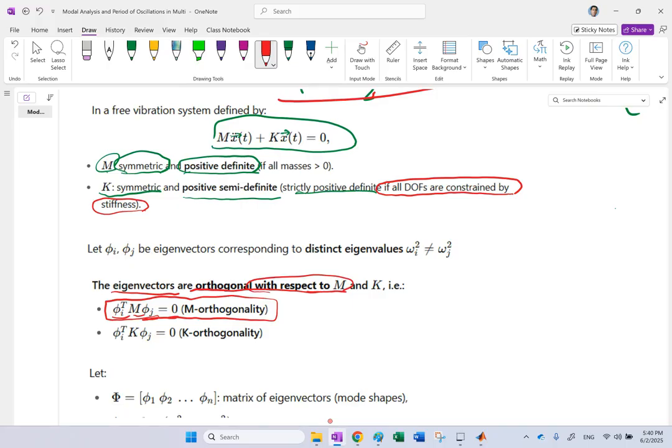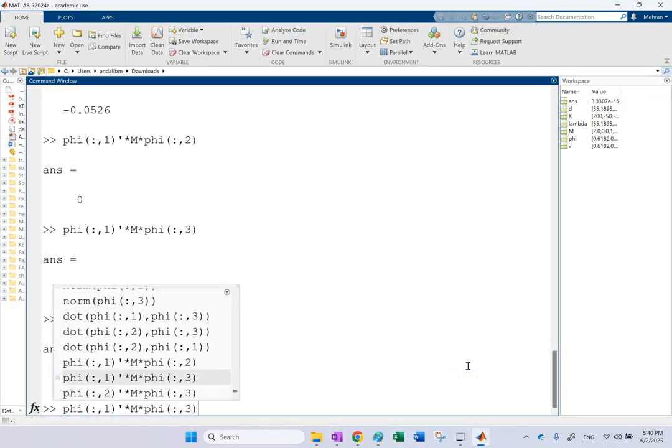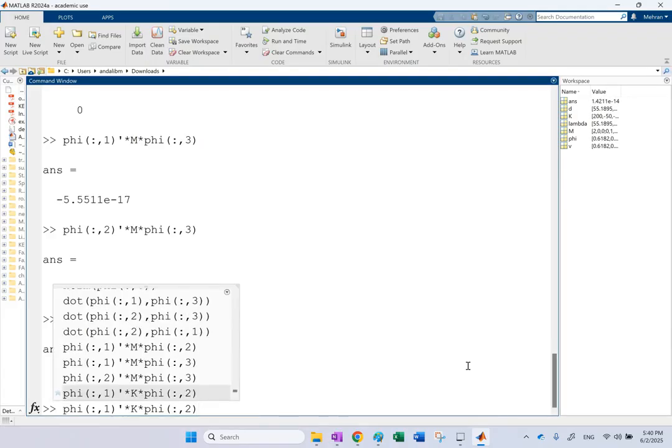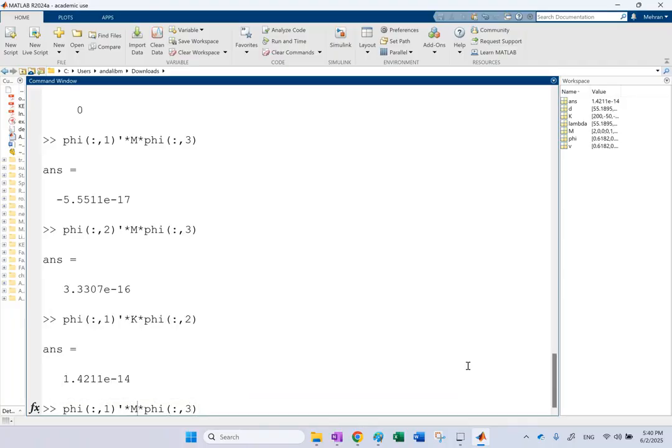Okay? And not only that, also with respect to K, these mode shapes are orthogonal too. They have K orthogonality. So if instead of M, I use the K matrix here in any of these, the answer would also be 0. Look, here, that's K, and then that was between 1 and 2. Let's do it between 1 and 3, and let's do it between 2 and 3.